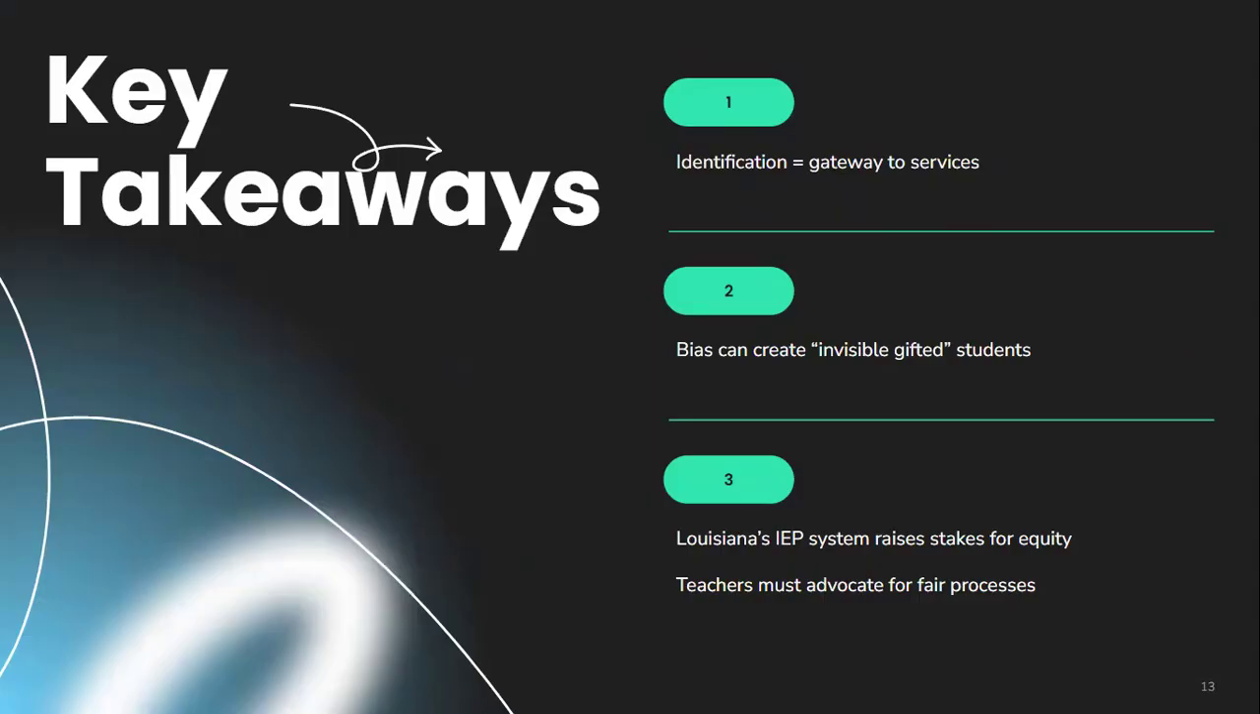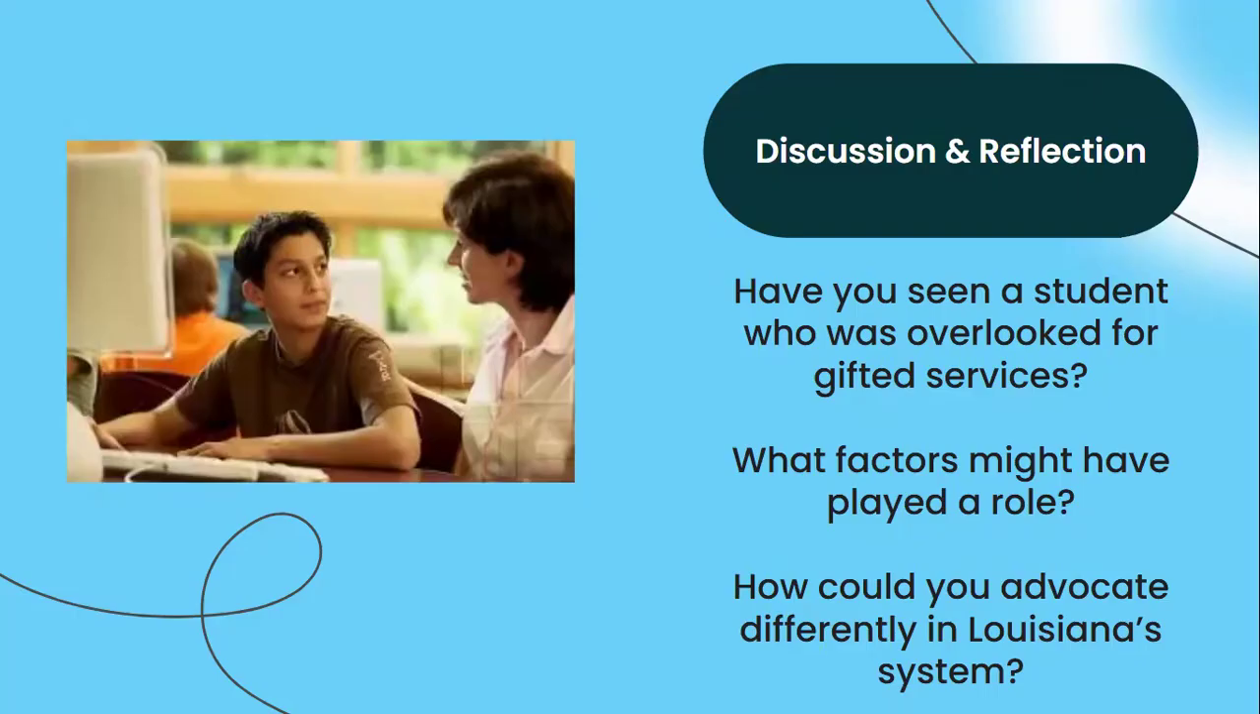To summarize, identification is the gateway to gifted services. Without it, students remain unsupported. Bias in testing, teacher referrals, and cultural perceptions often create invisible gifted students who never get the services they deserve. Louisiana's IEP system makes this even more important because once identified, gifted students have legal rights to services. That means teachers must serve as advocates, pushing for fair and equitable identification practices.